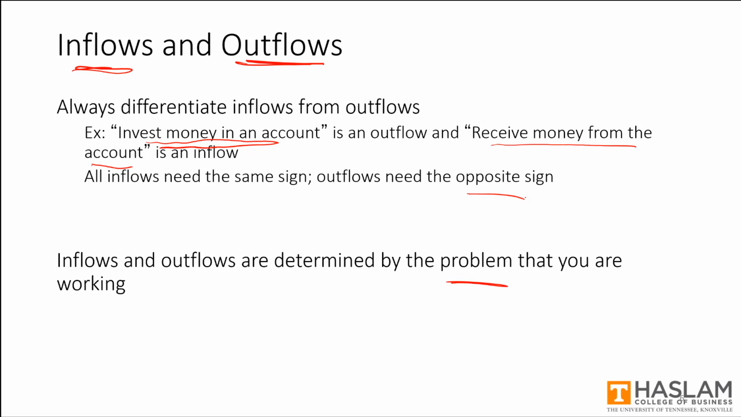Another example would be a car loan. So when you initially obtain the loan, the bank gives you money to buy the car, and so that's an inflow from the bank to you. And then throughout the life of the loan, you're making monthly payments to the bank, and so those payments are going to be outflows from you to the bank. A third example would be a company who is undertaking an investment project.